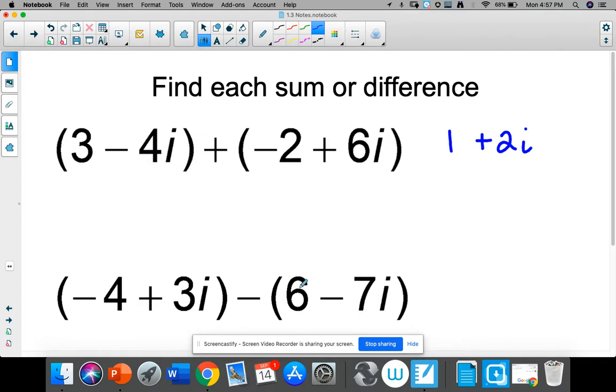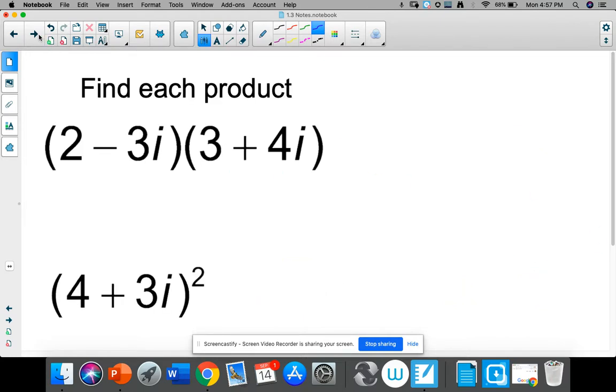the i parts. When you subtract, you've got to do the same thing, although you do need to watch that you're subtracting. So I got a negative 10 and a 10i, so negative 10 plus 10i. So it's really pretty easy when you're adding and subtracting.